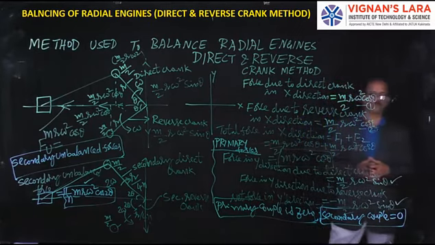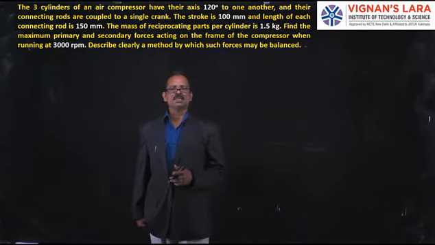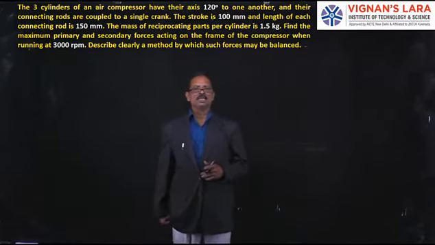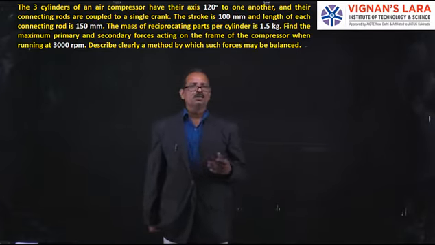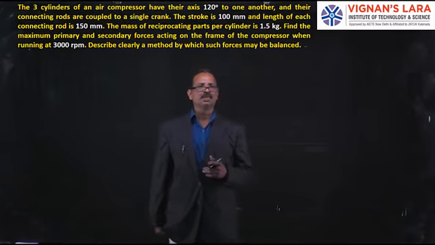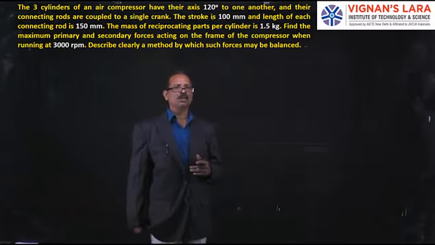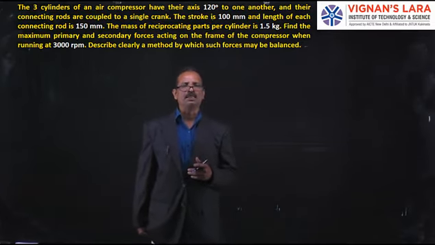We will see a problem. Let us solve a problem on the concept we have just discussed, that is the direct and reverse crank method, which can be applied to radial engines. For one of the radial engines, the data is given like this. You are supposed to find out the unbalanced forces, both primary and secondary. Let us see.